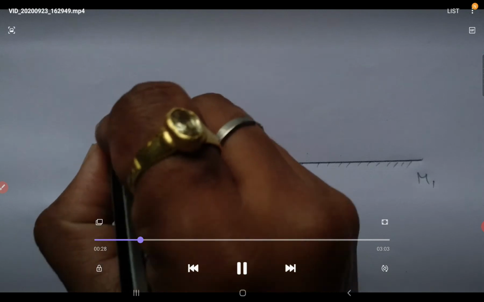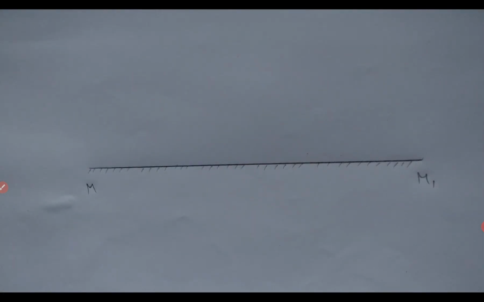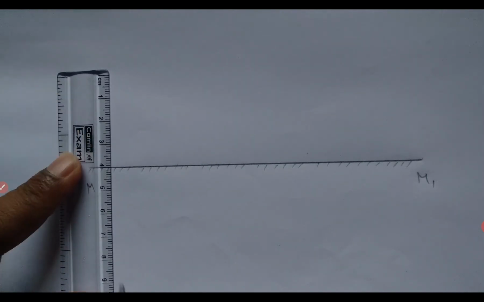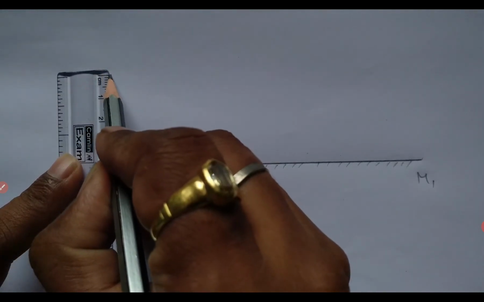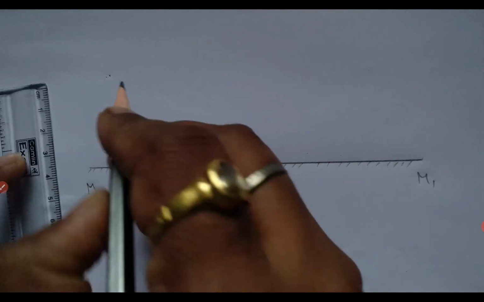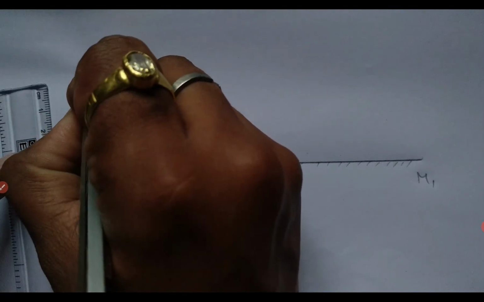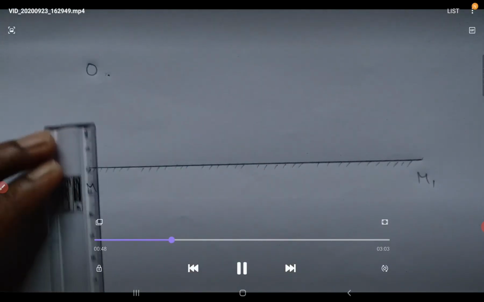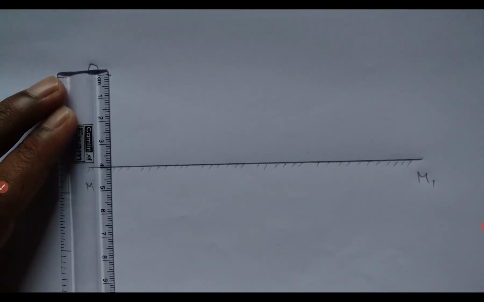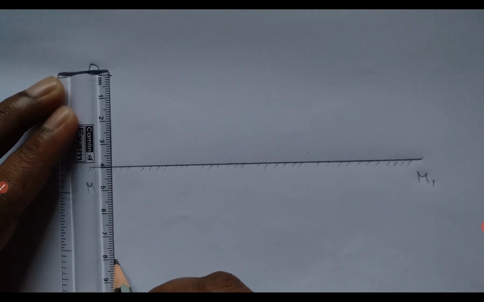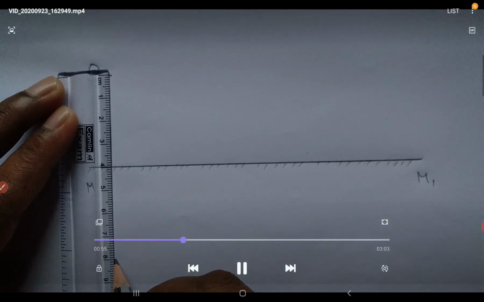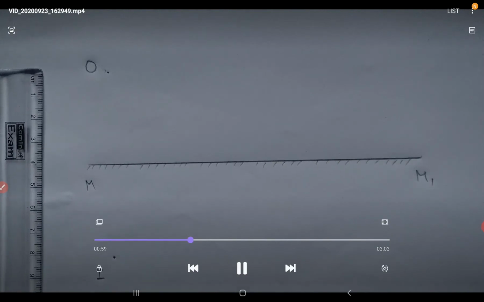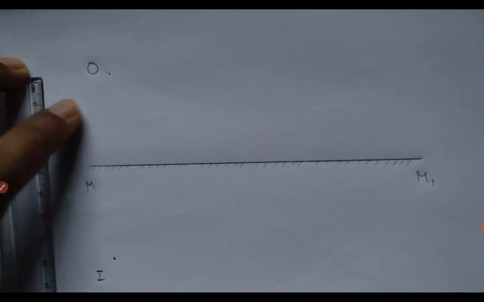Now I need to make the object. To make the object I am taking 4 centimeter from the mirror, and I am marking it as O. Then I am measuring an equal distance below the mirror also. I am starting from 4, so I am marking it at 8 centimeter. At 8 centimeter I am representing it by I, that is the image.